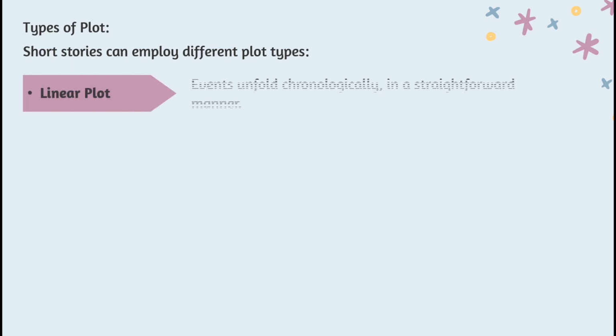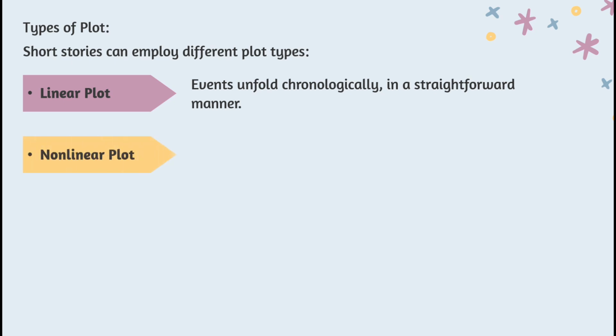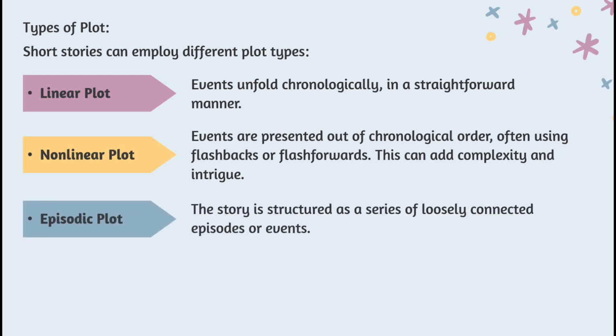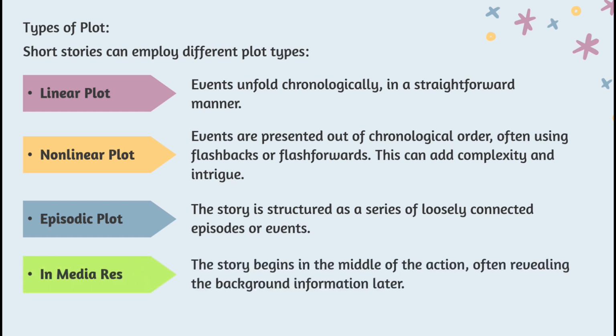Types of plot. Short stories can employ different plot types. Linear plot. Events unfold chronologically, in a straightforward manner. Nonlinear plot. Events are presented out of chronological order, often using flashbacks or flashforwards. This can add complexity and intrigue. Episodic plot. The story is structured as a series of loosely connected episodes or events. In medias res. The story begins in the middle of the action, often revealing the background information later.